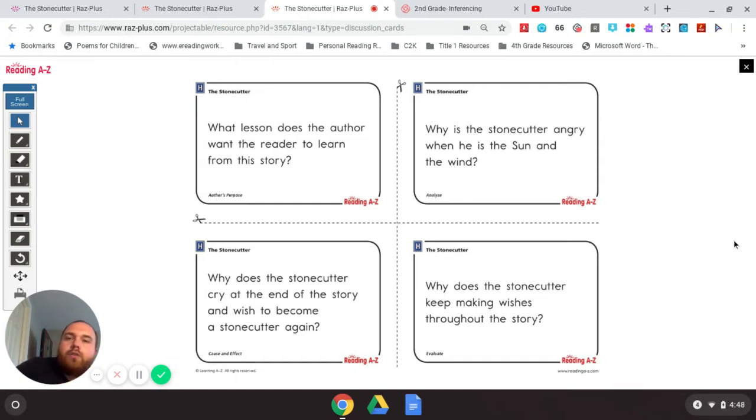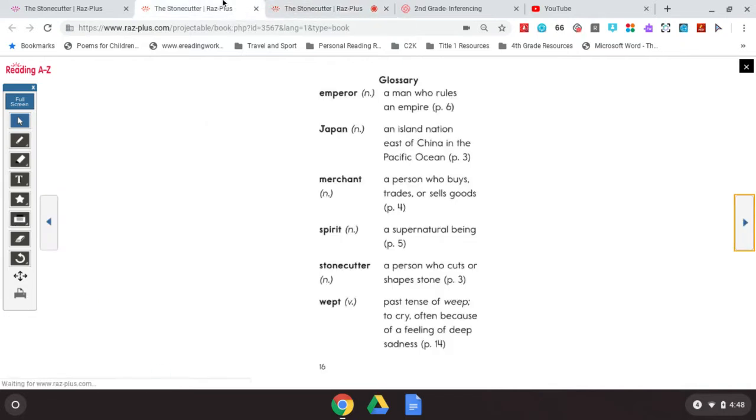Okay. So our story is called The Stonecutter. Before we get started with the story, a really good idea is to preview that glossary. Okay, there are going to be some words in the story you might not be familiar with. The glossary is going to help us with those words. So the first word is emperor. An emperor is a man who rules an empire. Okay. Second word is Japan, and that's an island nation east of China in the Pacific Ocean.